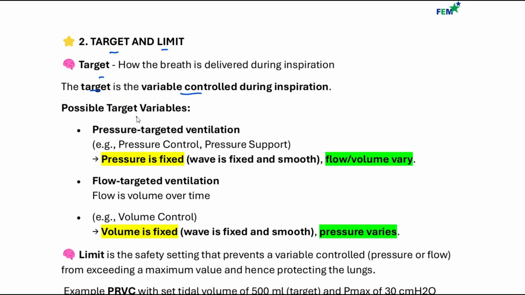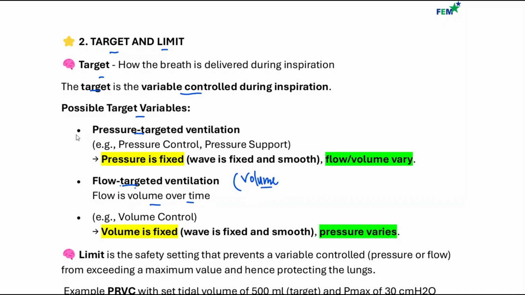What are the possible target variables that we have? We have pressure targeted ventilation and flow targeted ventilation. Of course, flow is volume over time, so sometimes in some tests, instead of saying flow targeted, they use the words volume targeted ventilation. They're still talking about the same thing.